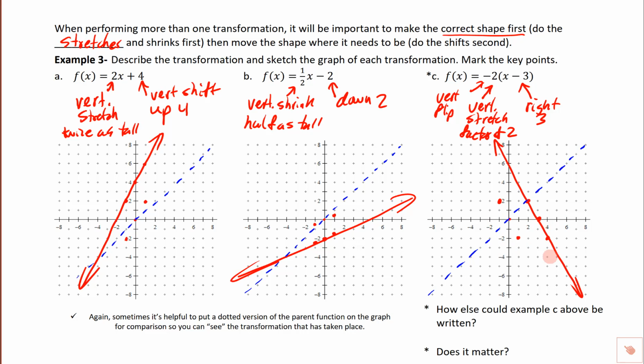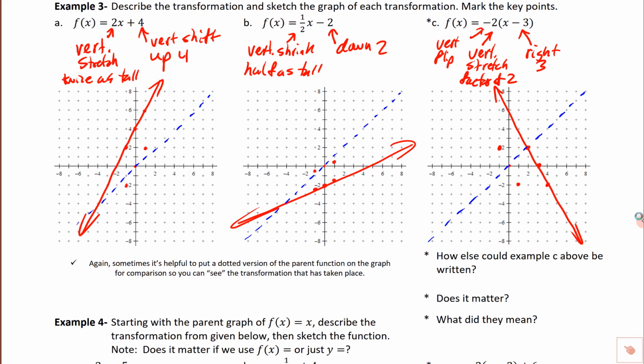Now, the reason we have an asterisk by this is because we can actually write this in a little bit different way. So I want to take a look at this and say, well, gosh, if we were to just rewrite it, what could we do here? So we could write f of x here, and then what if I were to distribute through? That would make this negative 2x, and then a negative times a negative is a positive, so this would be plus 6.